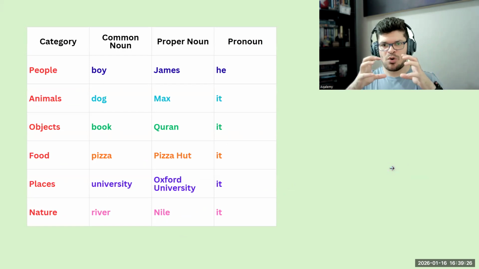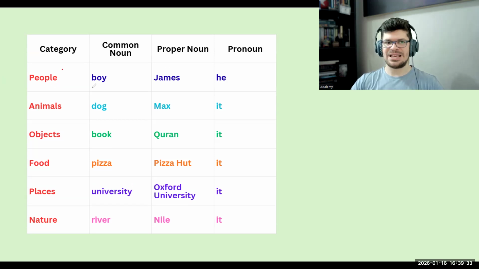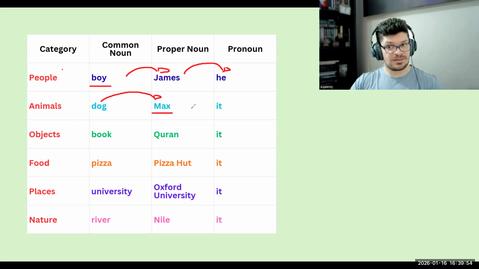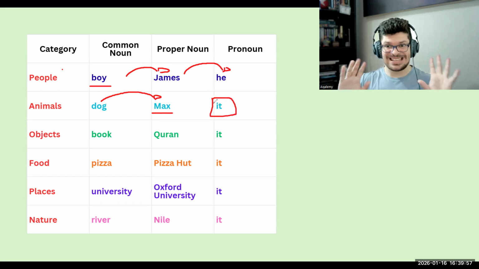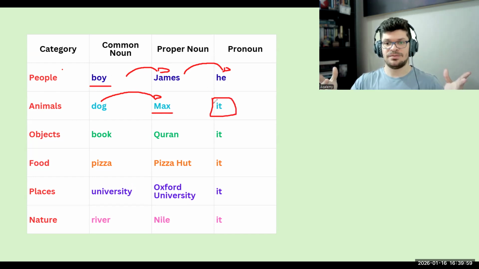Let's look at more example for different situation. If we talk about people, maybe boy, this is common noun. We give proper noun, specific name. Maybe we don't want to use proper noun. We use he. Same situation for animal. Dog. I give dog name, Max, but dog is it. It is still it because of animal.